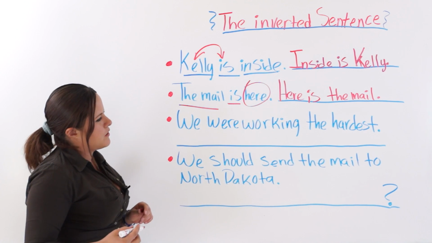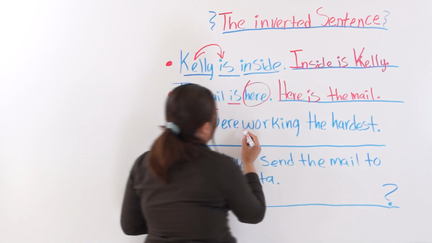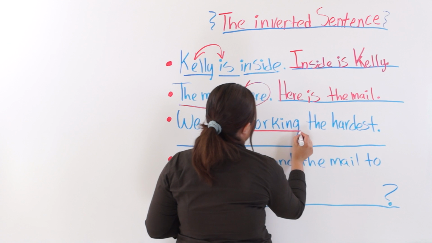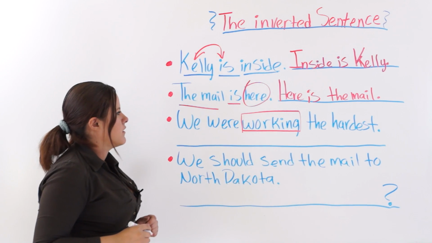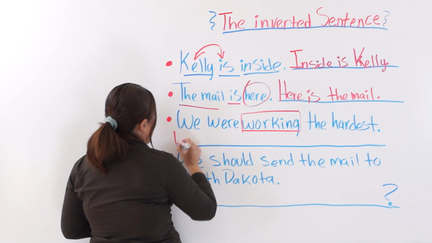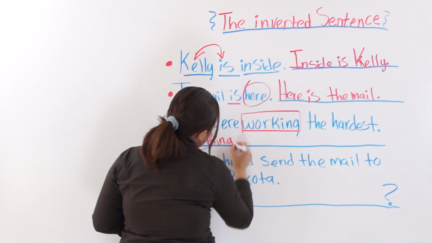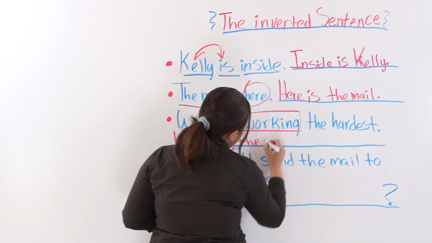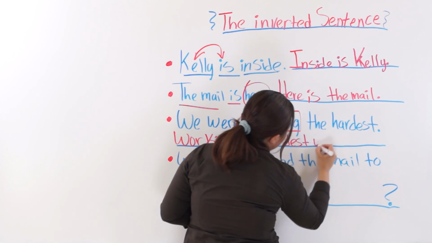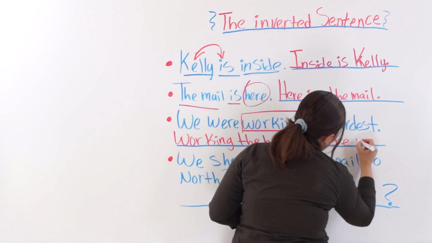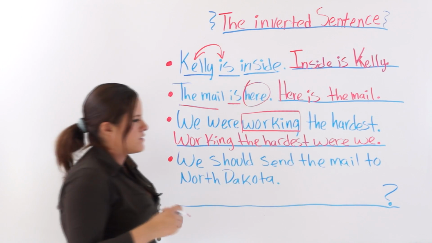The next one. We were working the hardest. This one is a little bit more complex. So we must identify the verb, working. Working the hardest. Working the hardest were we. And that's how we invert this sentence.